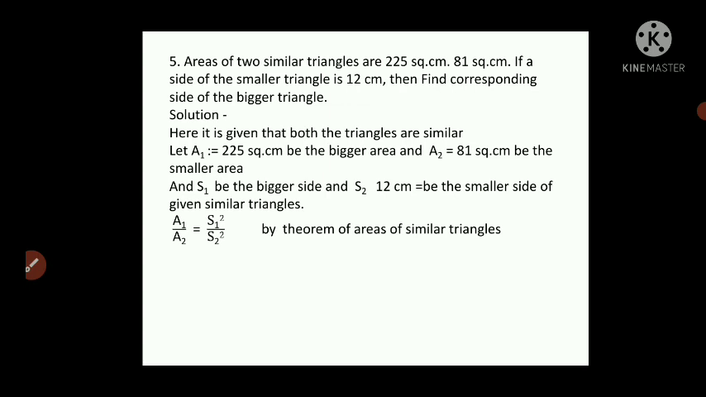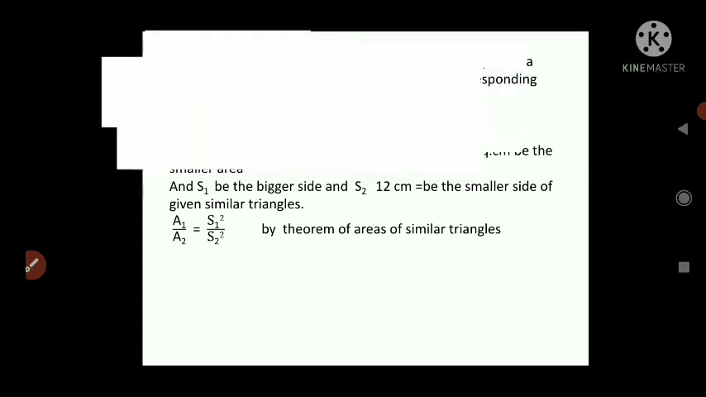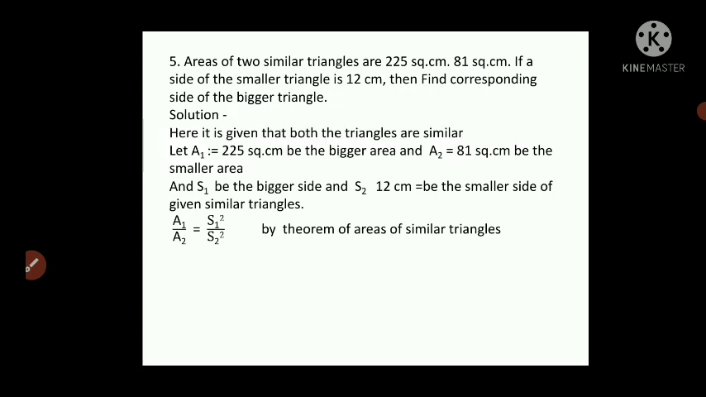Now here, A1, the area of the first triangle, is given 225, upon A2 is 81. Side 1 is the bigger side that we have to find out, but side 2 is given 12. So I will substitute the values. Area 1 is 225, area 2 is 81, side 1 we have to find, side 2 is 12. When you cross multiply and take S1 on the left hand side, S1 square equals 225 into 12 square upon 81, that is 12 into 12 upon 81.